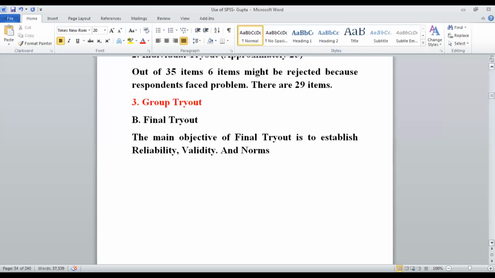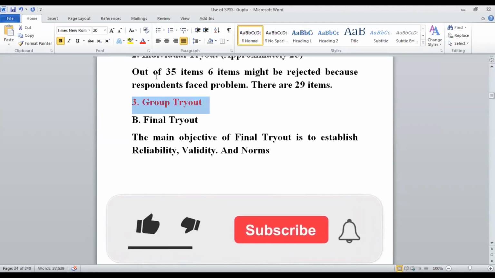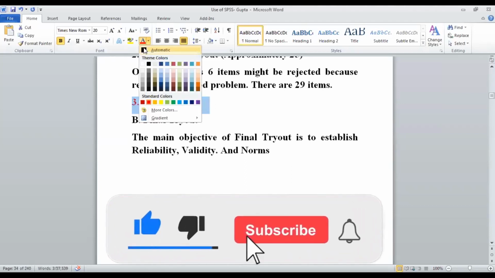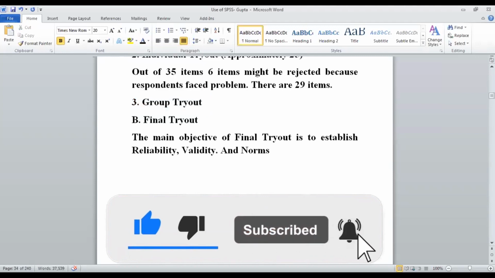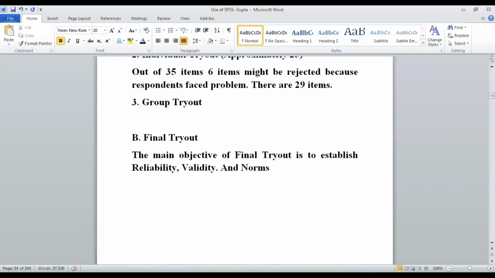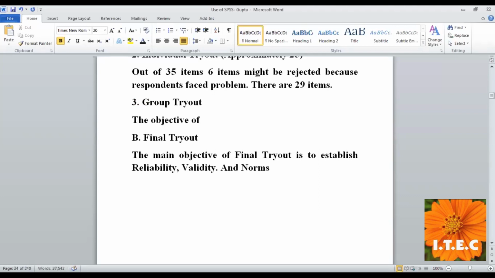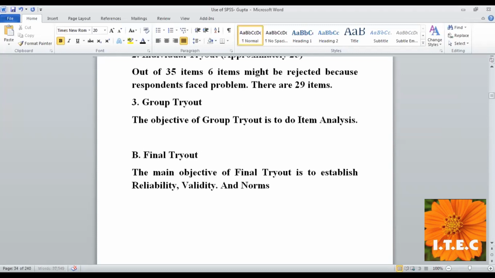Then you have to go for the group tryout. So now I am going to explain to you the group tryout. Now, the purpose of the group tryout is to do item analysis. The objective of it is to do item analysis.